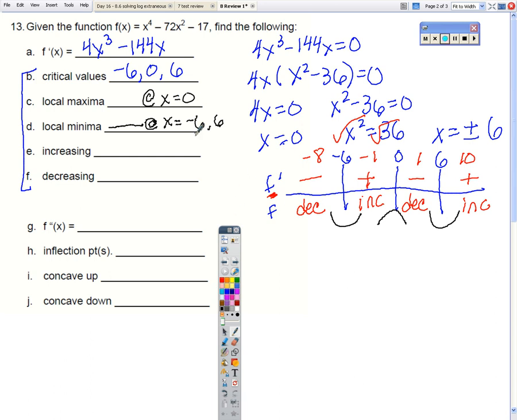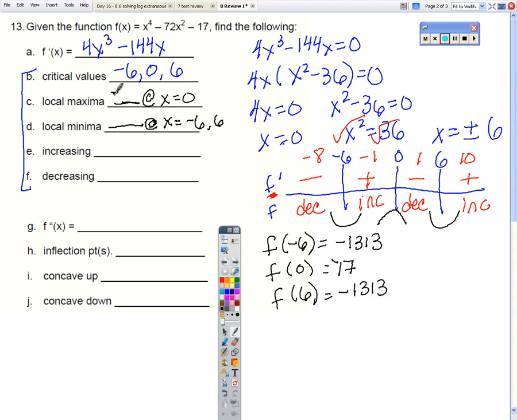So to actually find the y value that is the max or min, we're going to plug those numbers back into the original f of x. So back into this original function. So we get f of negative 6 is negative 1,313. f of 0 is negative 17. And f of 6 is negative 1,313. So our max is a value of negative 17 at x equals 0, and our minimum is negative 1,313 at negative 6 and 6.